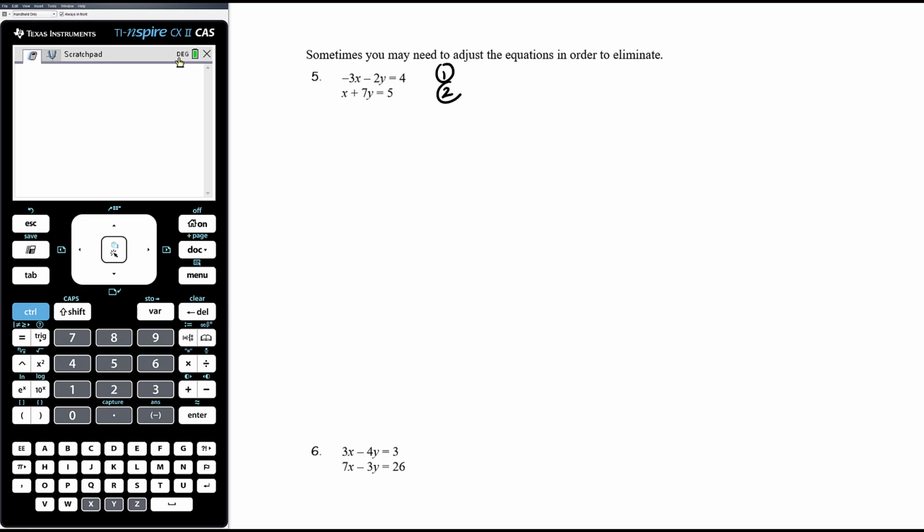So if I call this equation 1 and equation 2, if I were to multiply this by 3, then I'd have the same term here and I could eliminate. So I'm going to do equation 2 times 3. You can't just multiply part of the equation by 3. If I want to make that 3x, I have to multiply everything by 3. So equation 2 times 3 is 3x plus 21y equals 15. Whole equation times 3. I'm going to call that equation 3.